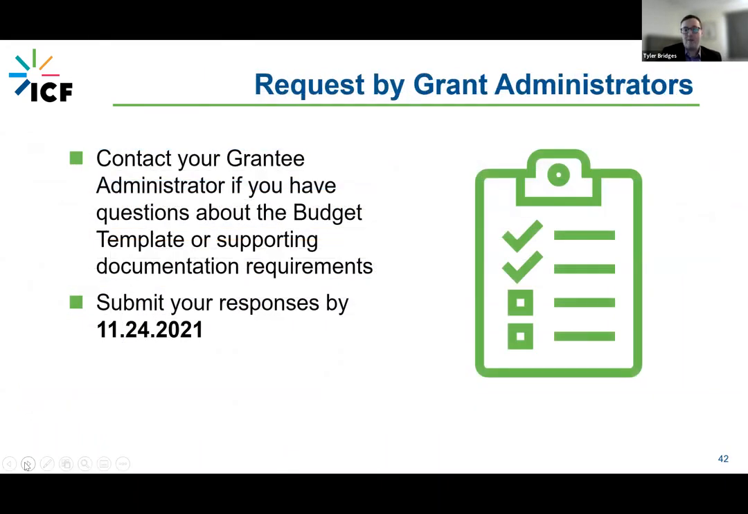Okay, so we are about to wrap here, and then we'll go to open questions. Just 2 or 3 more slides. We know this was a lot of information, and many of you may have questions, so we'll do our best to answer your questions in just a moment. If you have additional questions after today about the budget template or supporting documentation requirements, please direct those questions to your grantee or grant administrator.